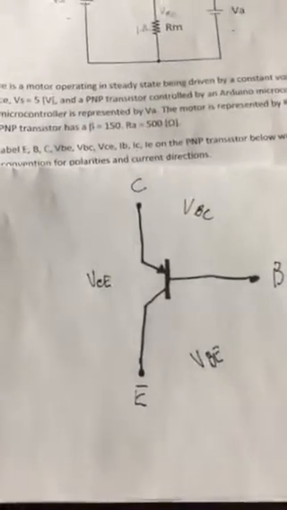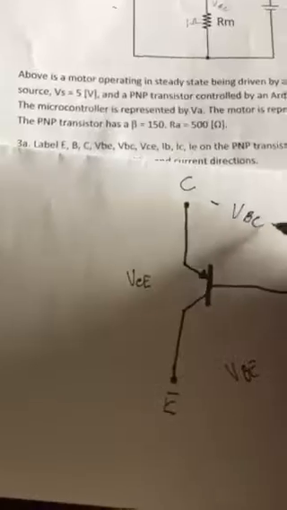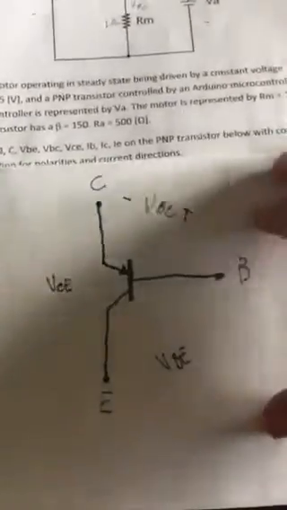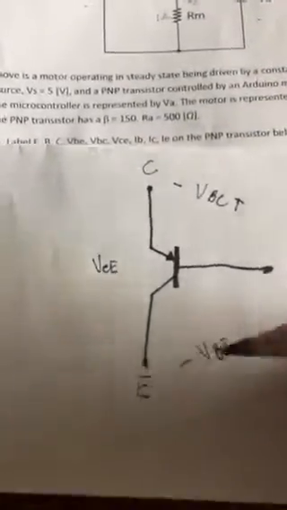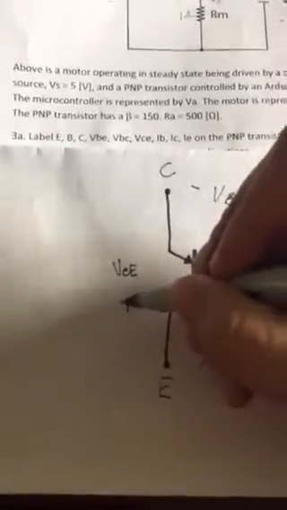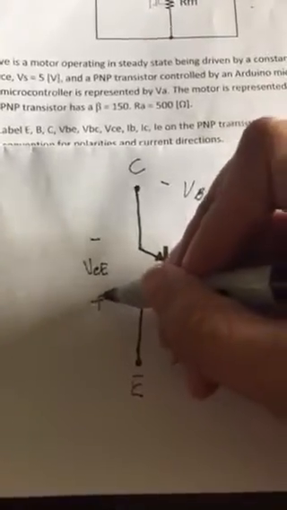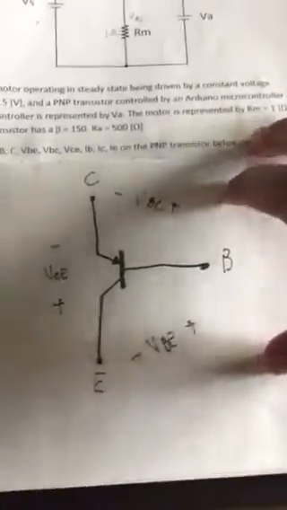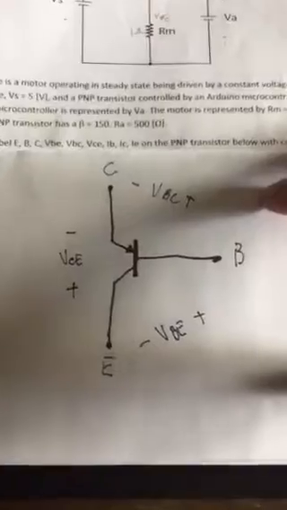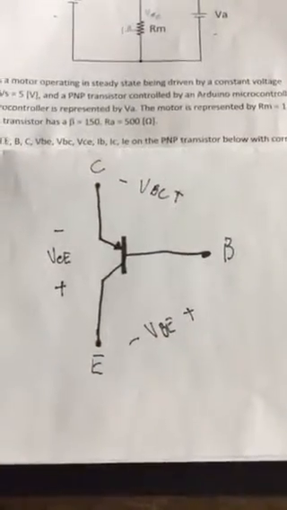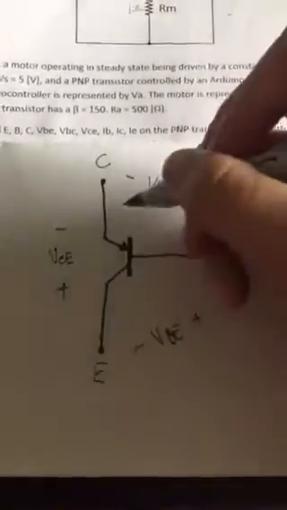And then our polarities: negative, positive, negative, positive, and positive, negative. Oops, fix that. Okay, now that we have our polarities and our voltages labeled, we can go ahead and label our currents.